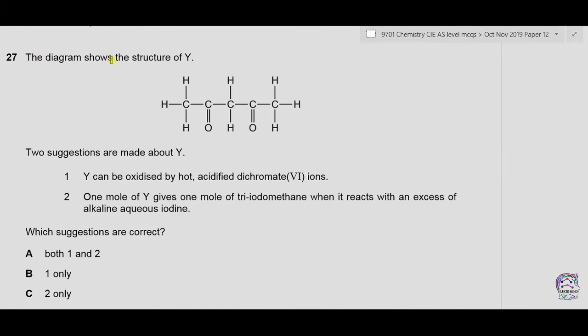Question 27. The diagram shows the structure of Y. Two suggestions are made about Y. Number 1. Y can be oxidized by hot acidified dichromate 6 ions. Number 2. 1 mole of Y gives 1 mole of tri-iodomethane when it reacts with an excess of alkaline aqueous iodine. Which suggestions are correct? Let's look at the diagram of the structure of Y. We have carbonyl carbons. Again we have another carbonyl carbon, so it is a ketone.